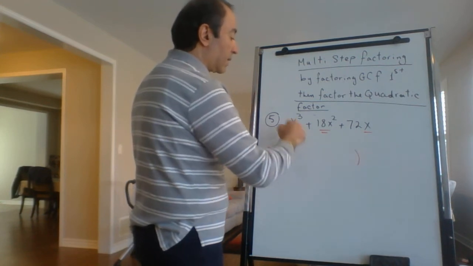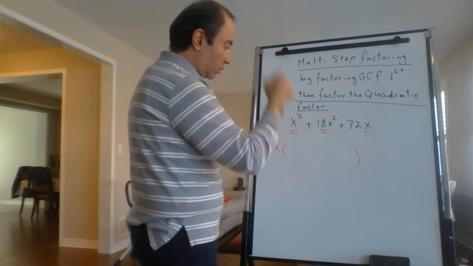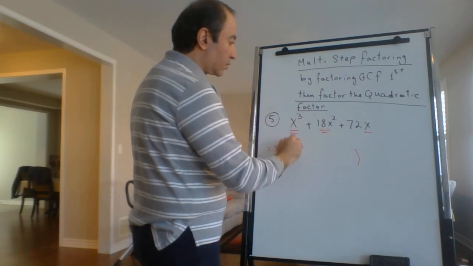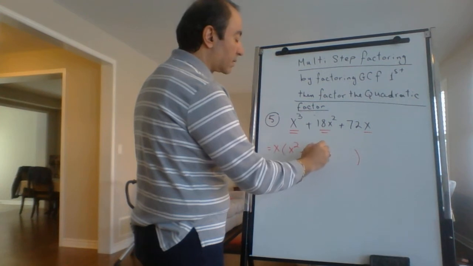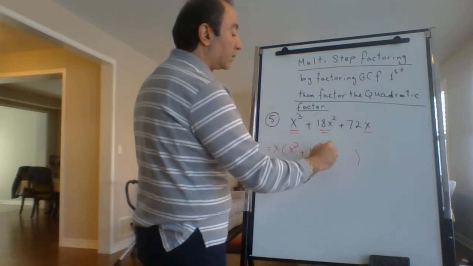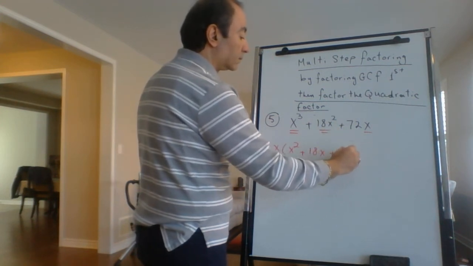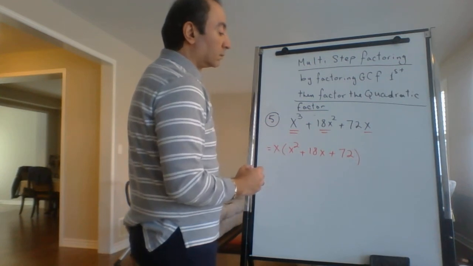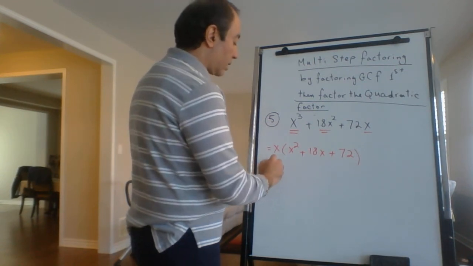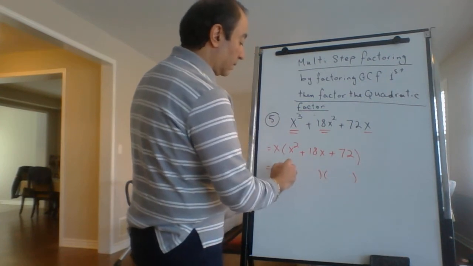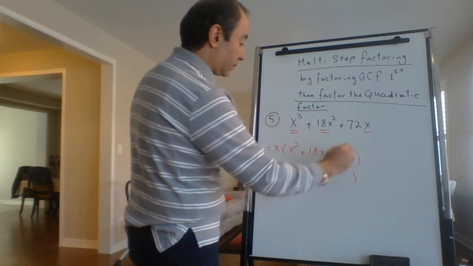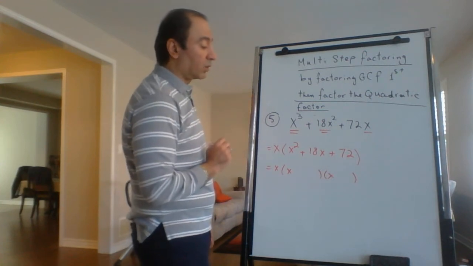and that means I will divide each term by x. So x cubed divided by x is x squared. 18x squared divided by x is 18x. 72x divided by x is 72. Okay, now I will try to factor this in here because it's a quadratic now.